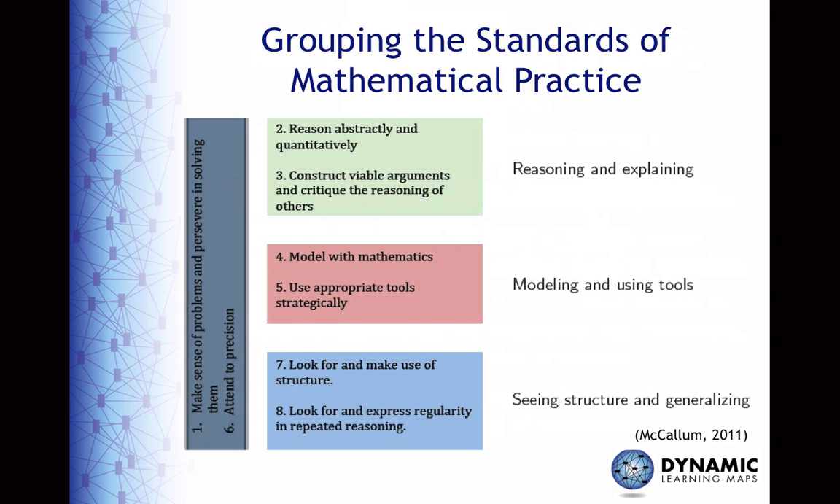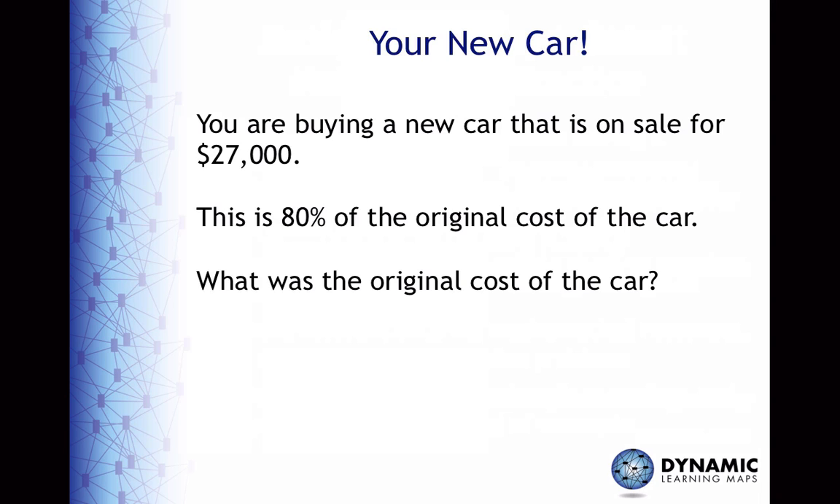How might students with significant cognitive disabilities model mathematical understandings and use tools? Let's address the question with a specific example. What if you were posed with this problem? You're buying a new car, and it is on sale for $27,000. This is 80% of the original cost of the car. What is the original cost of the car?